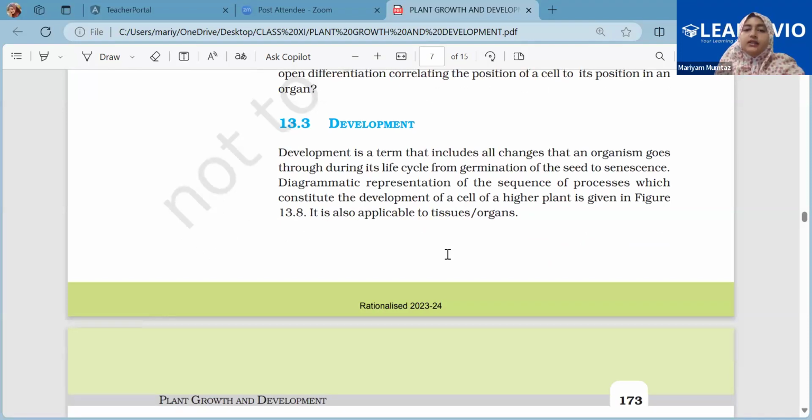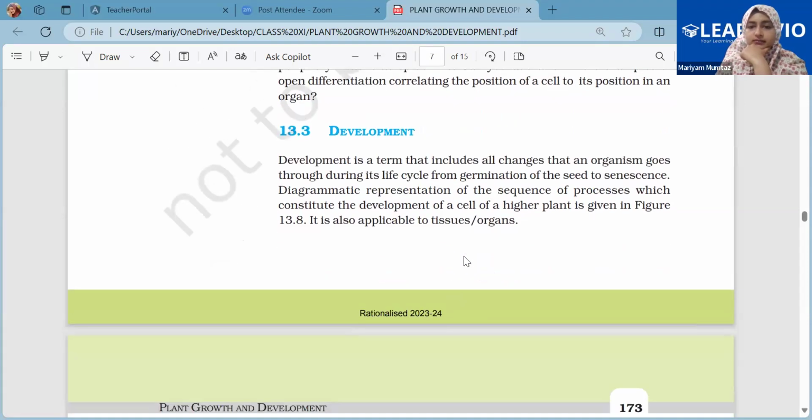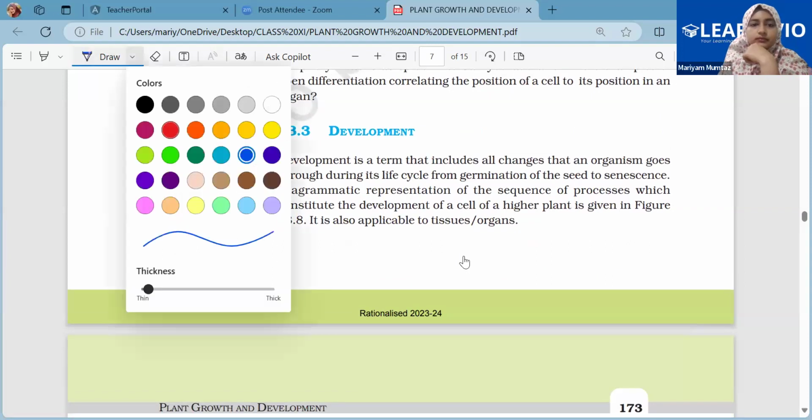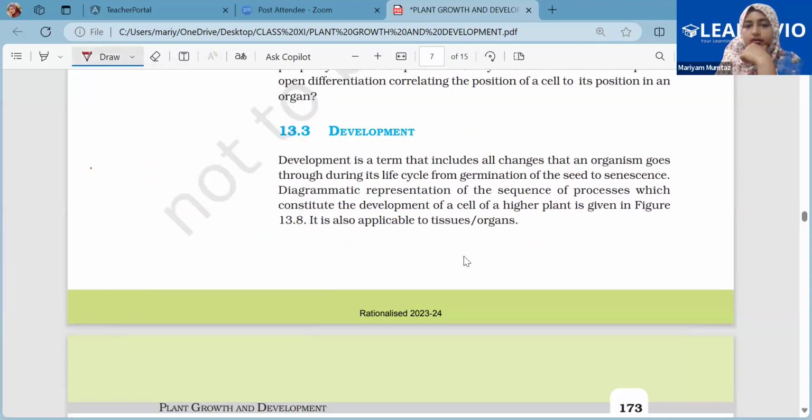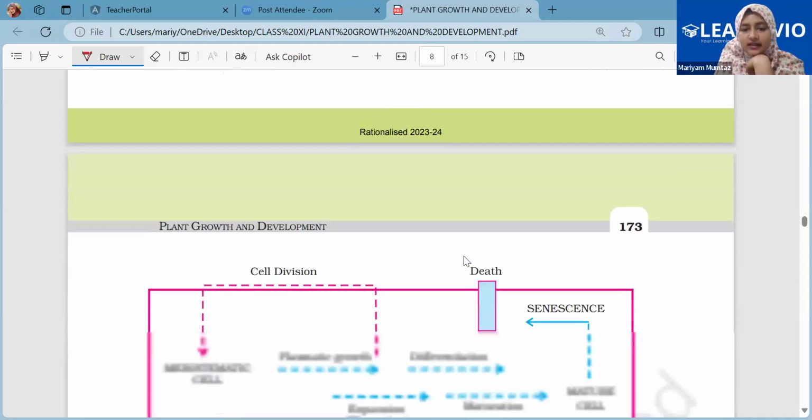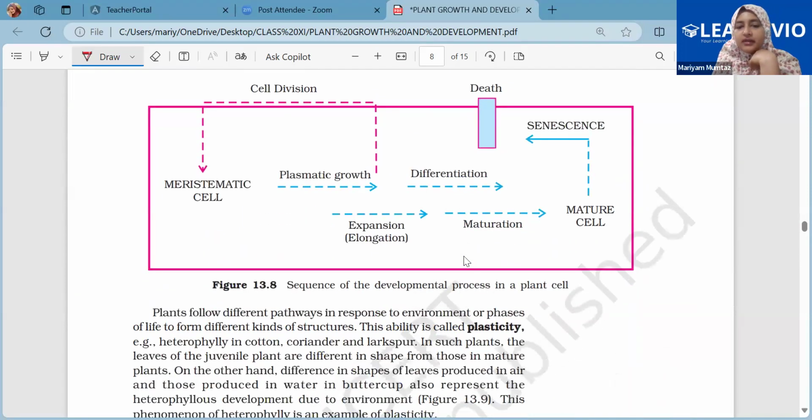Now, development is a term that includes all changes that an organism goes through during its life cycle from the germination of the seed to senescence. Everything that happens from that point is the developmental process. Now, the diagrammatic representation constitutes development of a cell of a higher plant. Now, see, this is how the development takes place.